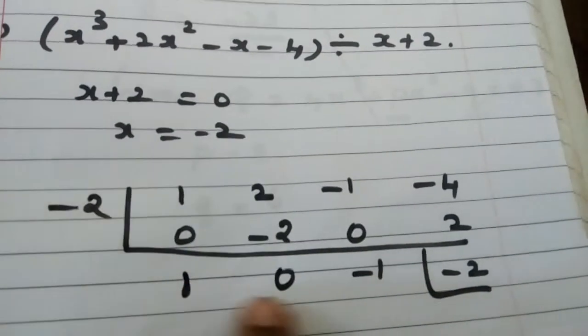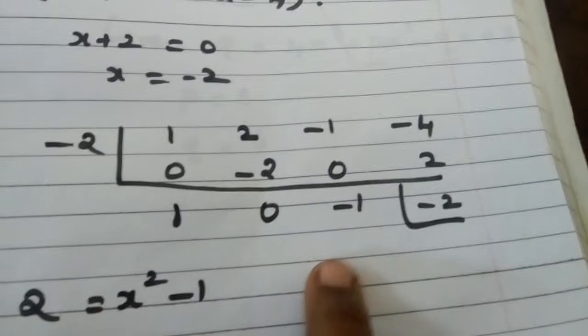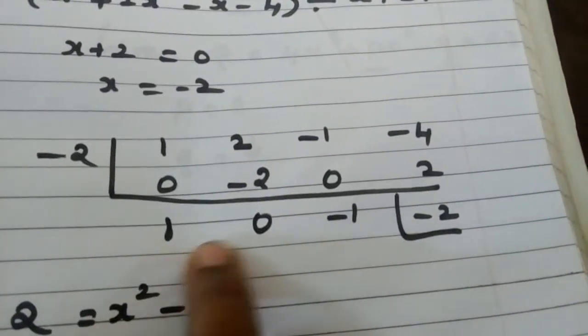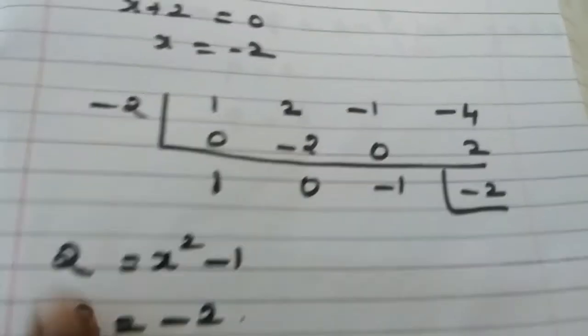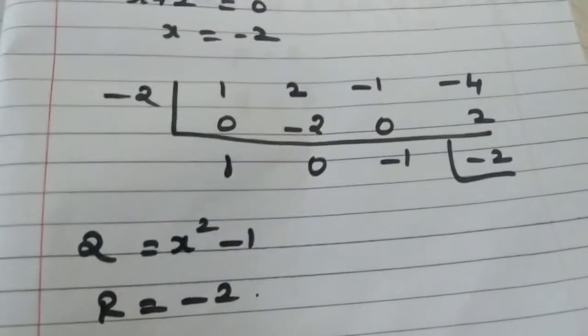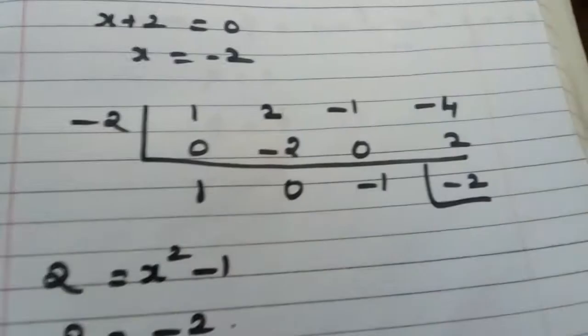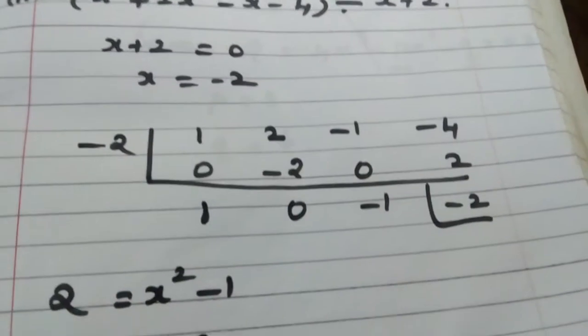And this is x squared plus 0x minus 1. Okay. You can write x squared minus 1 also, or you can write x squared plus 0x minus 1. This is your quotient and the remainder. So in this way you can do the remaining two sums. Is it clear? Then we are going to see now the sixth question.